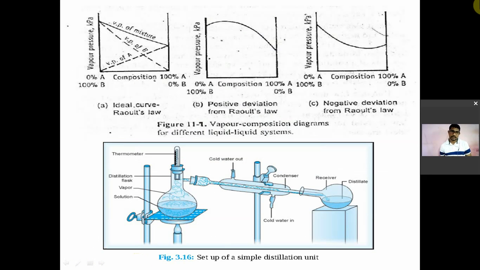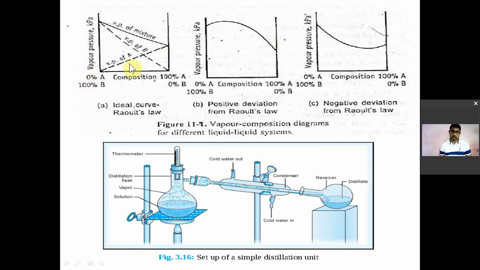This is known as a vapor composition diagram. This is a vapor composition diagram for ideal mixtures of liquid, which obey Raoult's law. So in this, this is the vapor pressure curve for A, this is the vapor pressure curve for B, and this is the vapor pressure curve for the mixture.